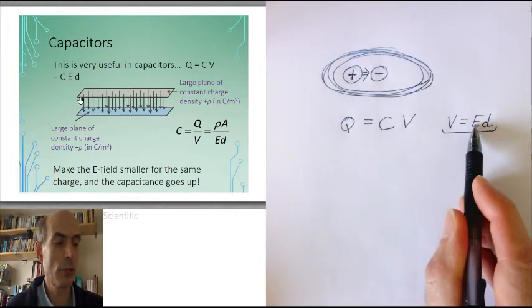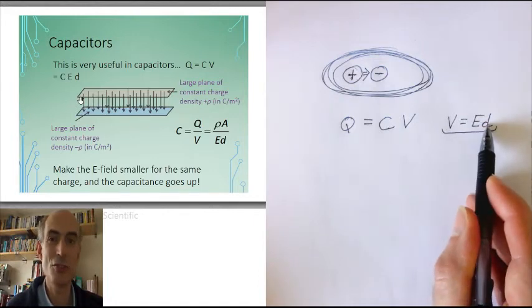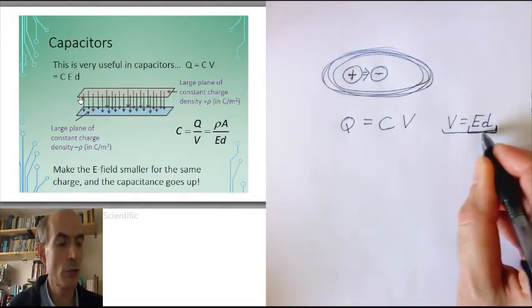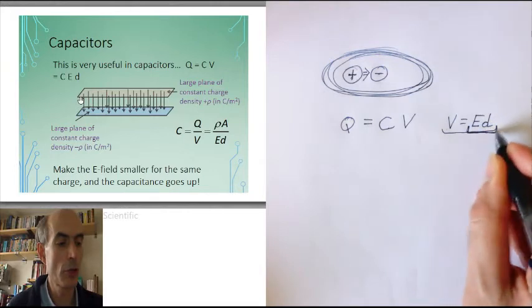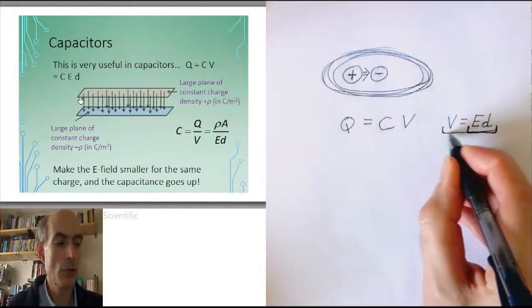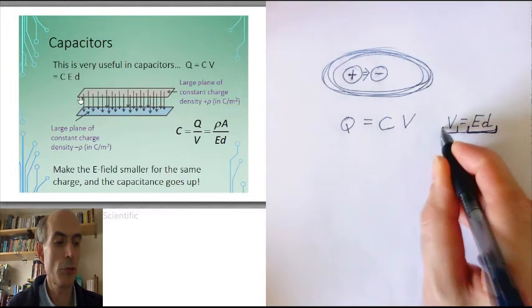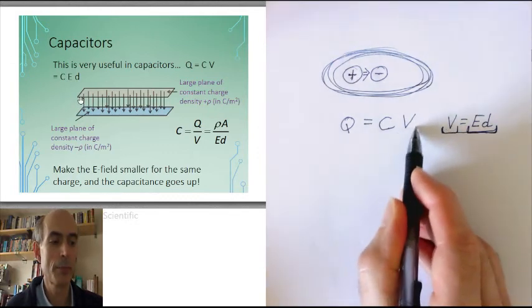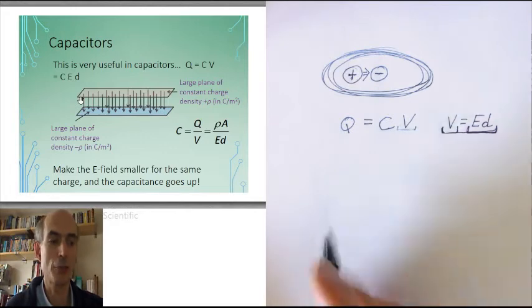Electric field is a force on a unit charge. Force times distance is energy or work, so that is the amount of energy required to move a unit charge through that distance. But the amount of energy required to move a unit charge through a distance is also the potential difference between those two points. So it's equal to V, this quantity, the voltage across the capacitor.